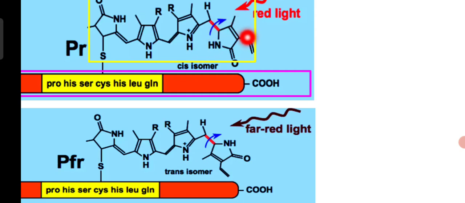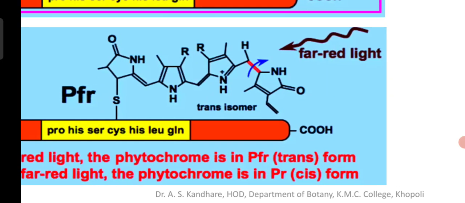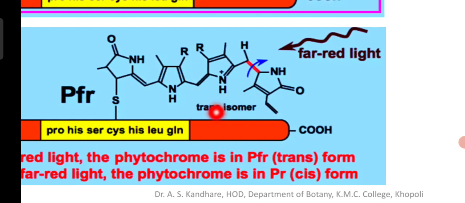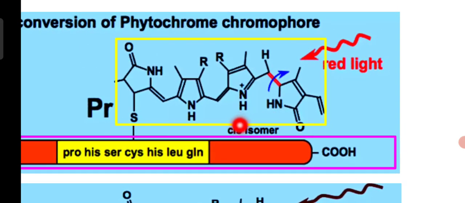So here you can see NH and its position is altered here. The position of oxygen, you can see the position of oxygen now. So in this way you can see here, this is the cis isomer of phytochrome and this is the trans isomer of phytochrome. When this phytochrome pigment absorbs far red light, it shows the trans isomer. When it absorbs red light, it shows the cis isomer of the phytochrome.